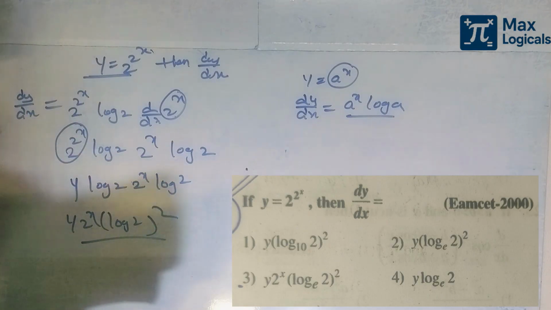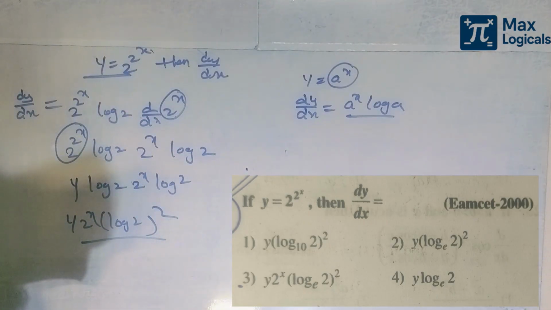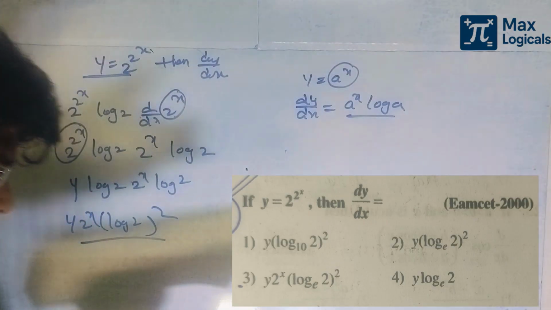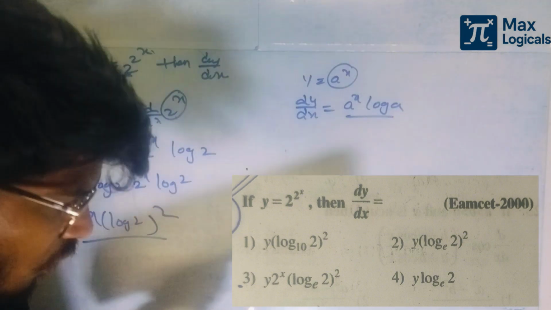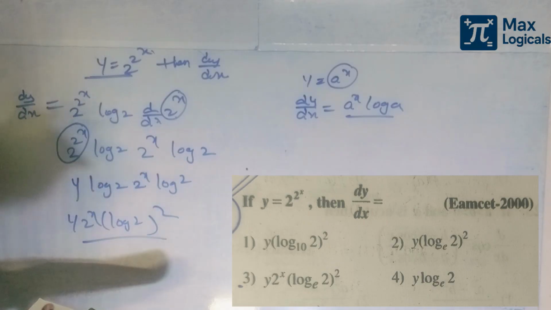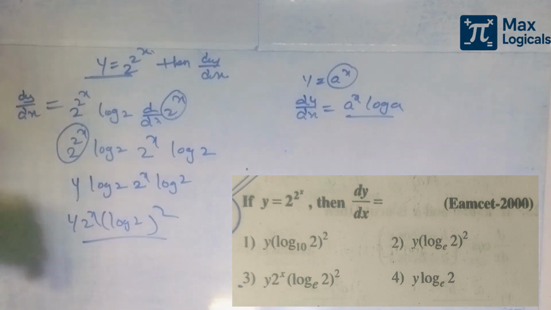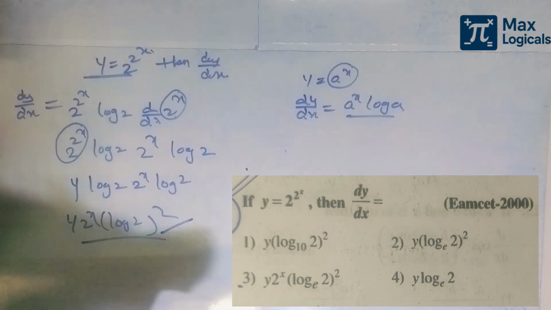Now we check the options. Option 1 has y log 10 2 whole square. Here we have 2 power x. Option 1 doesn't have 2 power x, so option 1 is the wrong answer. Option 2 doesn't have 2 power x, so option 2 is also the wrong answer. Option 3 has 2 power x. So y 2 power x log e 2 whole square is our final answer.